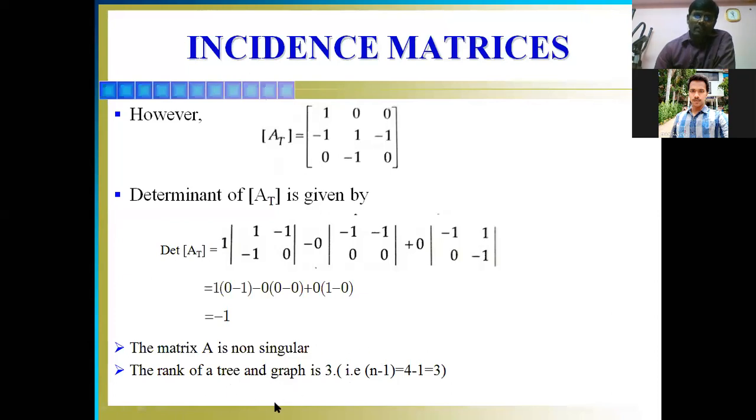The rank of a tree as well as a graph, we already discussed while discussing trees. The rank of a tree or graph is equal to n minus 1, where n is equal to 4. So 4 minus 1 is equal to 3. So if the matrix is non-singular, you can get a solution. You can get eigenvalues and you can get a solution where the inverse exists. The inverse of the matrix exists if the matrix is non-singular. Okay.